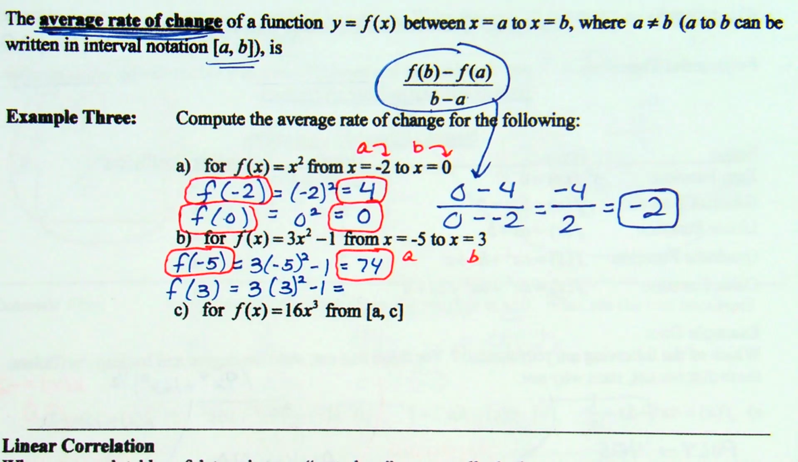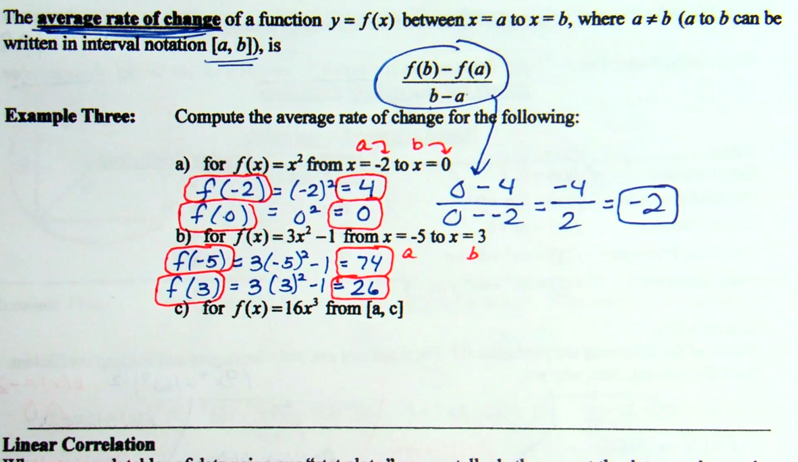What'd you guys set up then? Okay, I hear 26 minus 74. And if we do 26 minus 74, then on bottom the order has to be 3 minus negative 5. 26 minus 74 is negative 48. Becomes 3 plus 5, which is 8. Negative 48 divided by 8 is negative 6. Okay, are we good there?